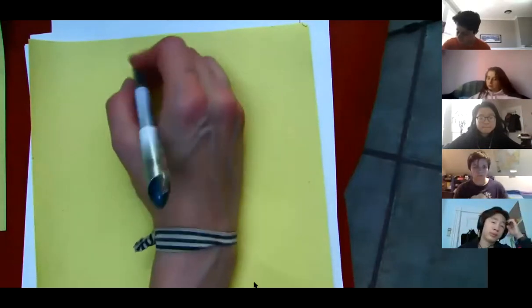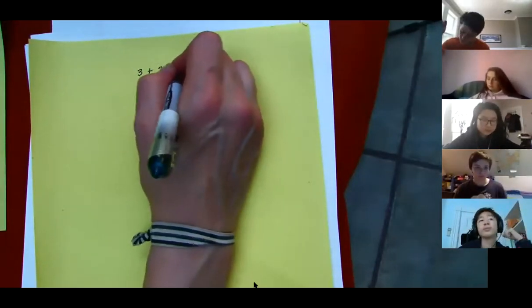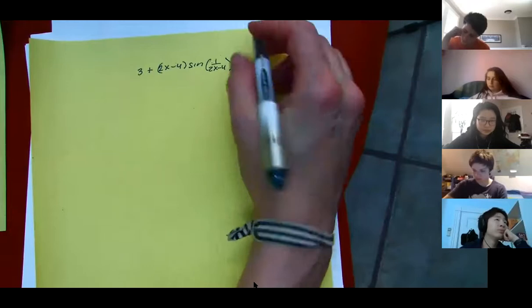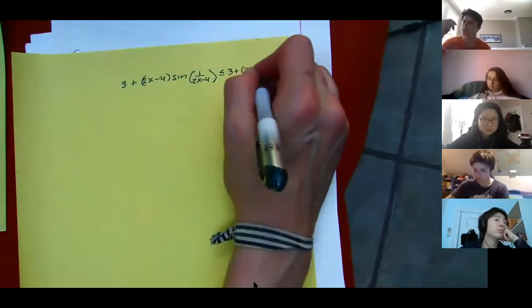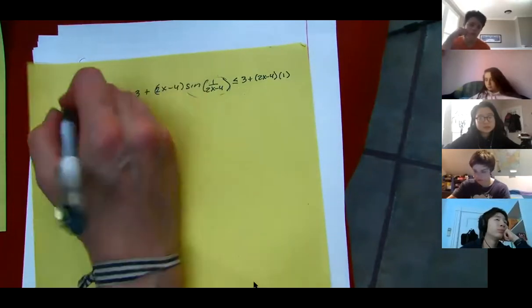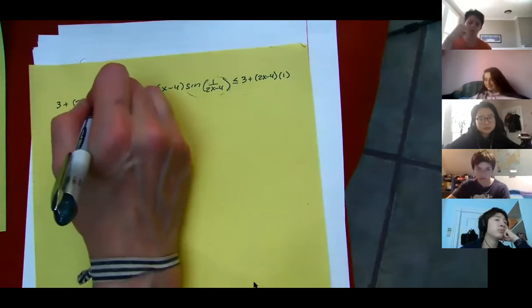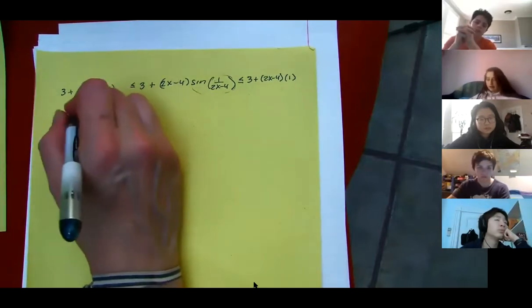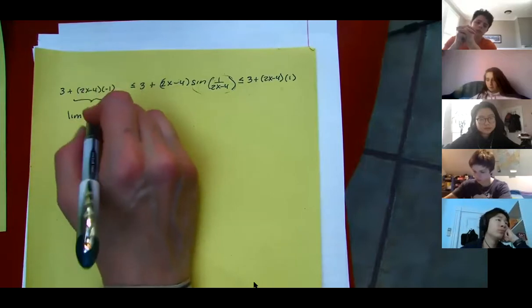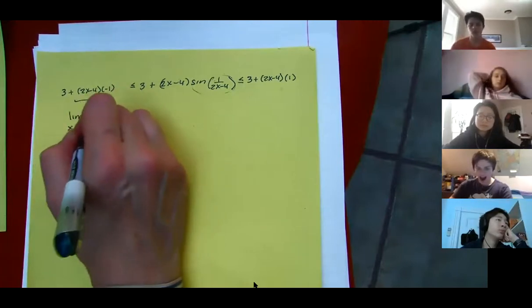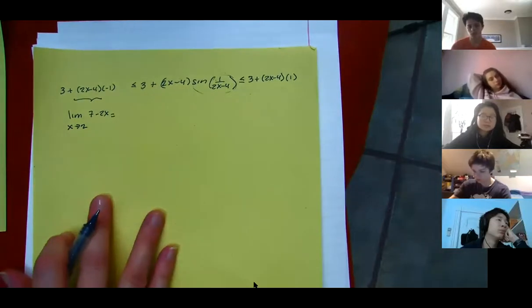So you're getting 3 plus 2x minus 4 sine 1 over 2x minus 4 is definitely smaller than or equal to 3 plus 2x minus 4 times 1, because Angela's saying that sine can only get as big as 1. And then greater than or equal to 3 plus 2x minus 4 times negative 1. So simplifying, she's saying that the limit of this, which simplifies to minus 2x plus 7 as x approaches 2, is equal to what? What did you get for the limit? I got 3. Yeah, that's 3.